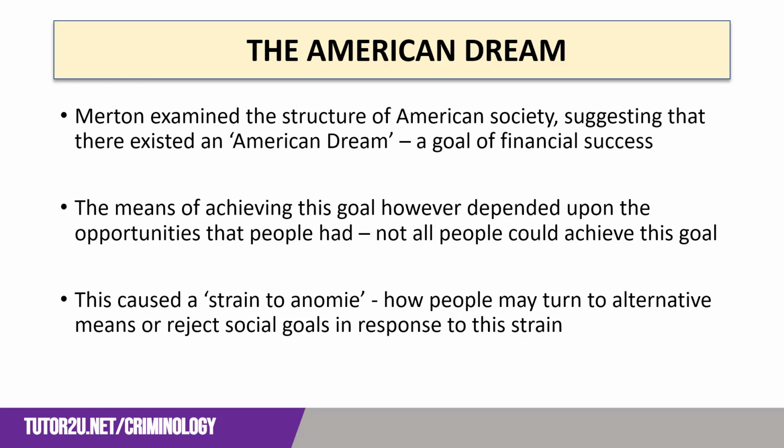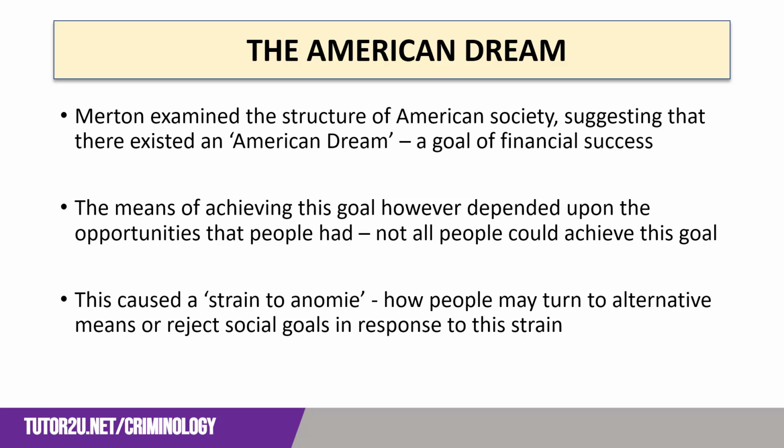Unlike other functionalists, Merton believed that American society in the early 20th century was unequal, and that this was a cause of crime. Whilst he believed that many people sought the American dream of financial success, he explained that the ways in which this goal was achieved differed based upon the means that individuals had to achieve it.